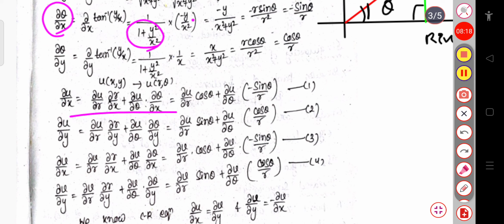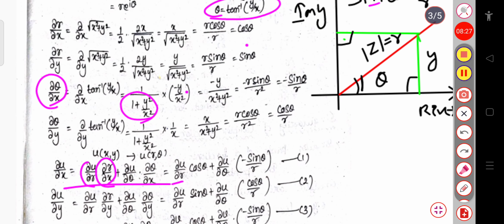So simply putting this value of ∂r/∂x here, the first term is ∂u/∂r into, in place of ∂r/∂x, you can see here ∂r/∂x is cos θ.